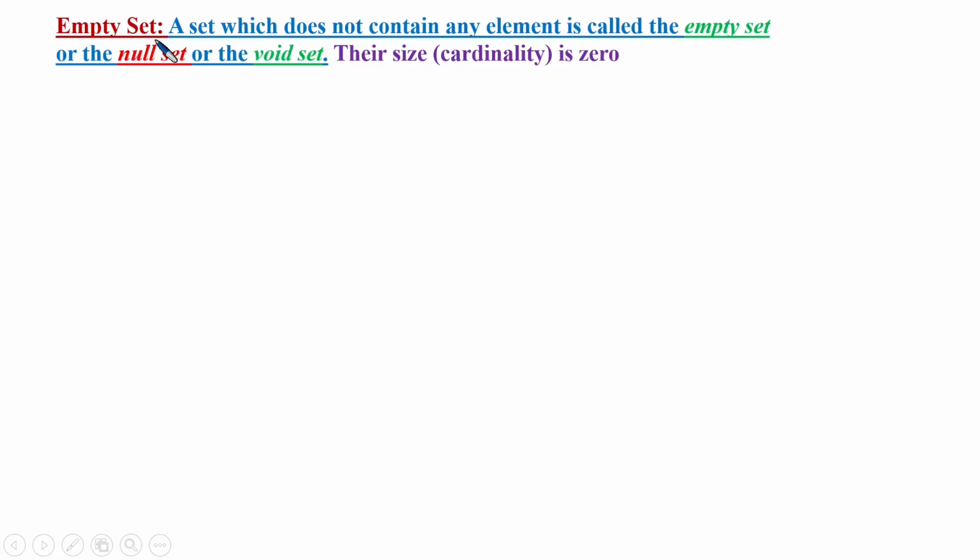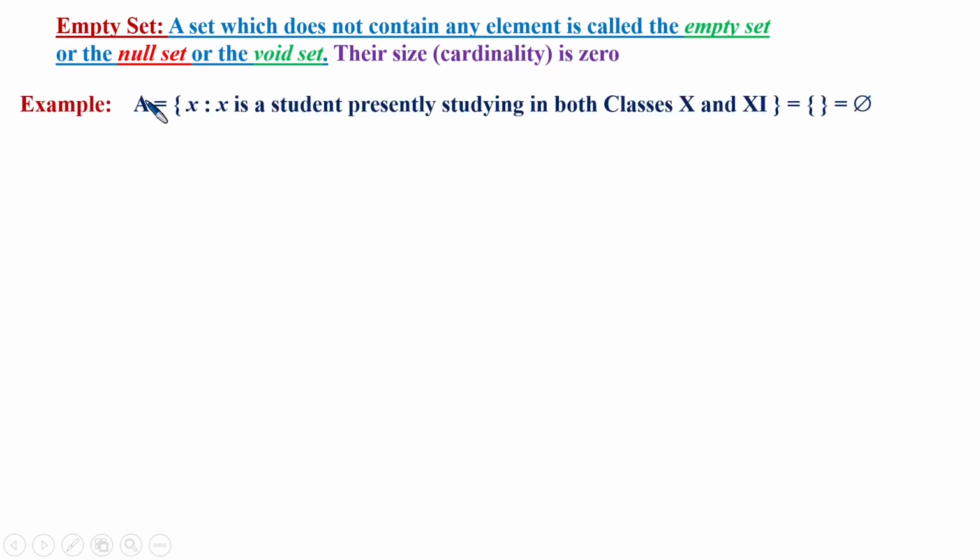Now we define what an empty set is. A set which does not contain any element is called the empty set, or the null set, or the void set. And its size or cardinality, that is the number of elements, is 0. Now let us see an example for an empty set. I write set A is equal to X such that X is a student presently studying in both class 10 and class 11. So this is not possible. So this has no element. There is no such student. So I keep this as an empty set. And this empty set is either represented by two curly braces, or you use this symbol which is very similar to phi. So I may be calling it phi sometimes.